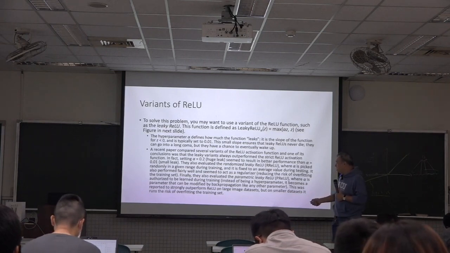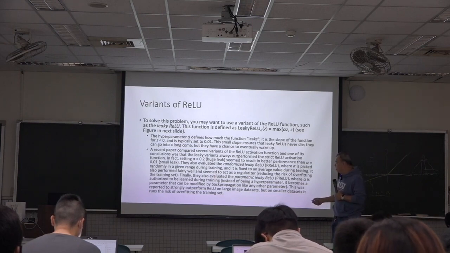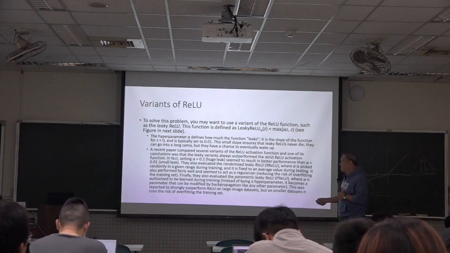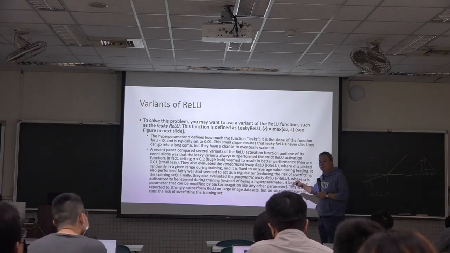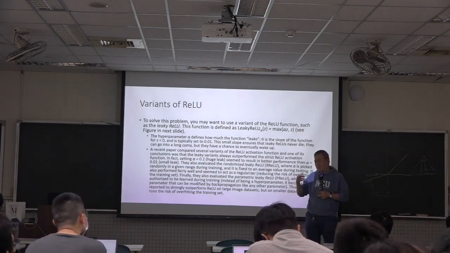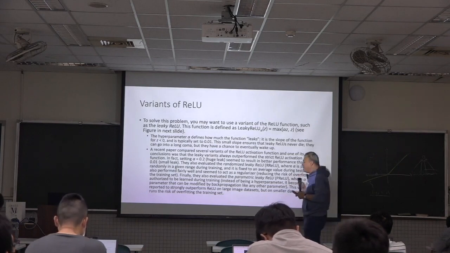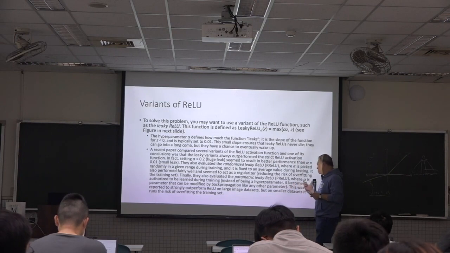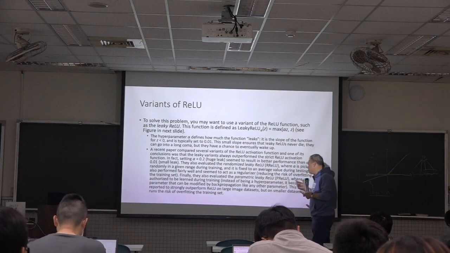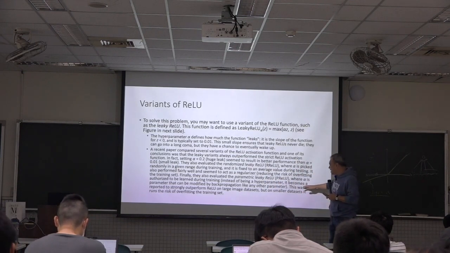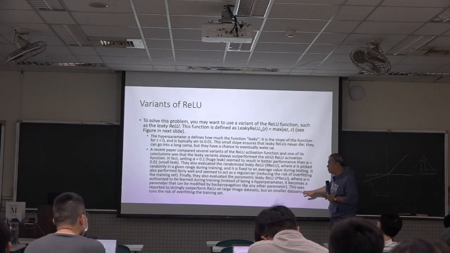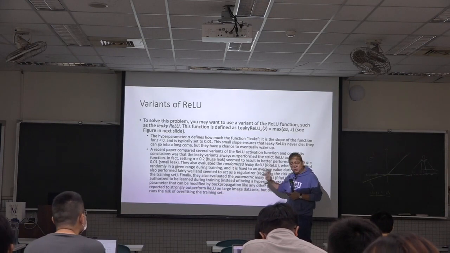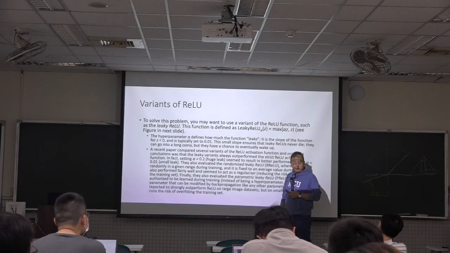Another variant is called parametric leaky ReLU, PReLU, where alpha is authorized to be learned during training. So alpha is one additional learnable parameter in the network. It can be modified by backpropagation, like any other parameters. This was reported to strongly outperform ReLU on large image data sets. So if your data set is huge, PReLU has a very good performance.